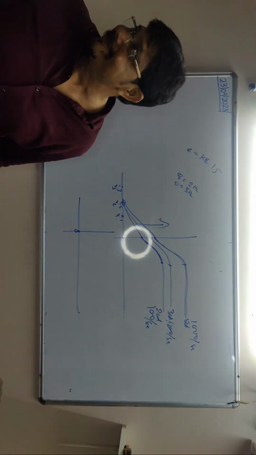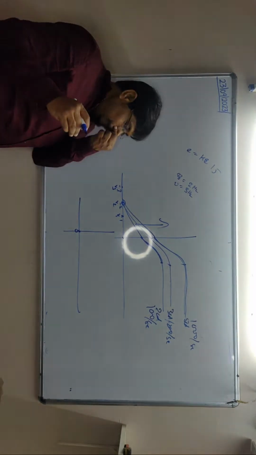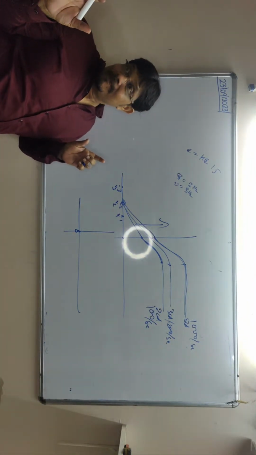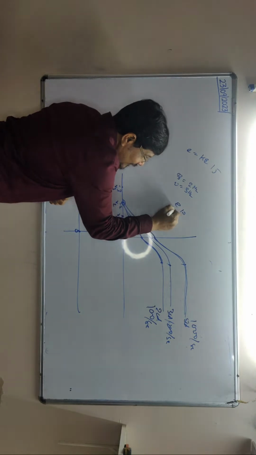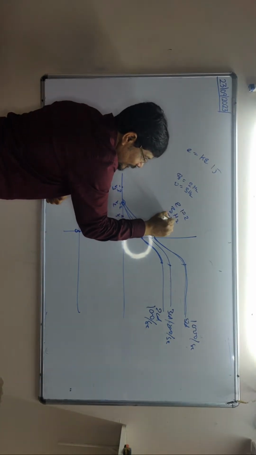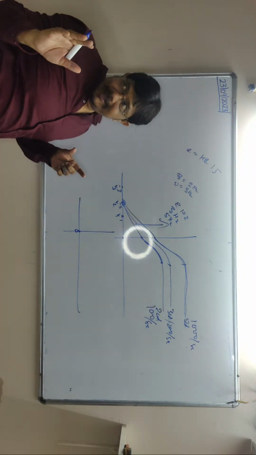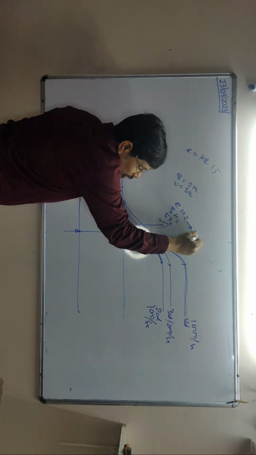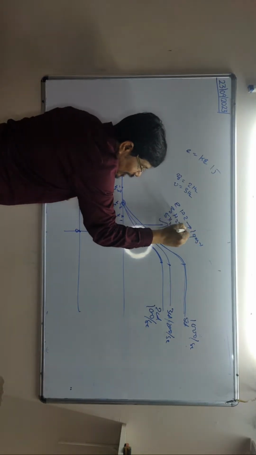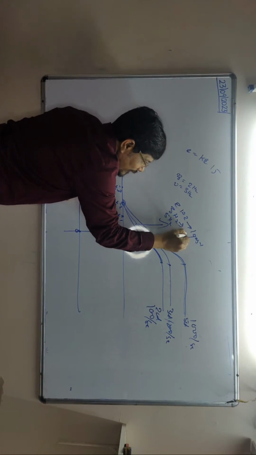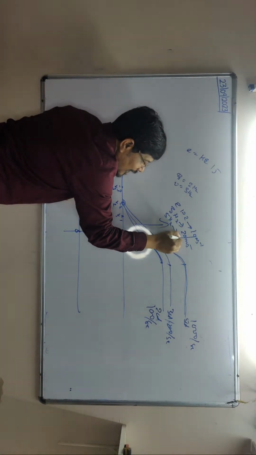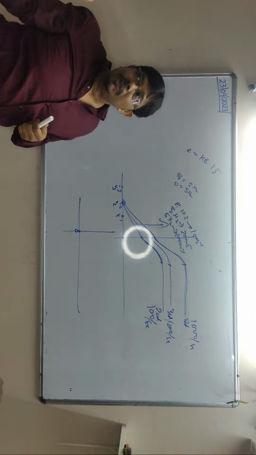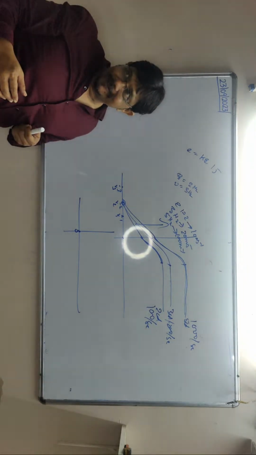Now what will happen? I kept intensity constant. Now I am increasing frequency. Maybe 2 hertz, then 3 hertz, then 5 hertz. In 2 hertz, I will have a velocity of 10 meters per second. In 3 hertz, I will get 20 meters per second, and at 5 hertz I get 100 meters per second. So as I am increasing frequency, the velocity increases and the kinetic energy increases.